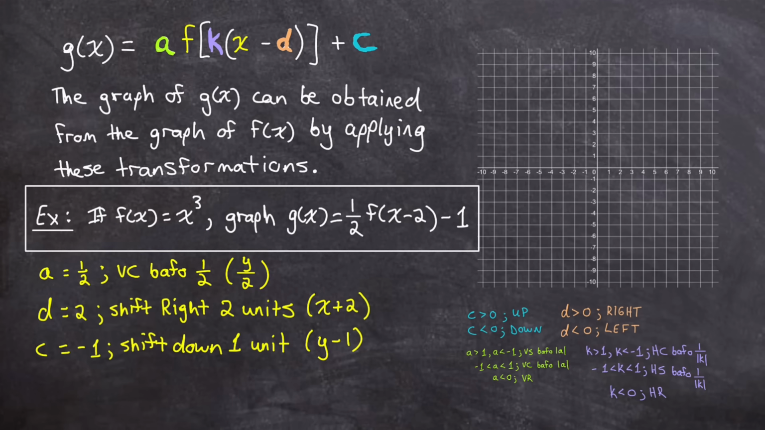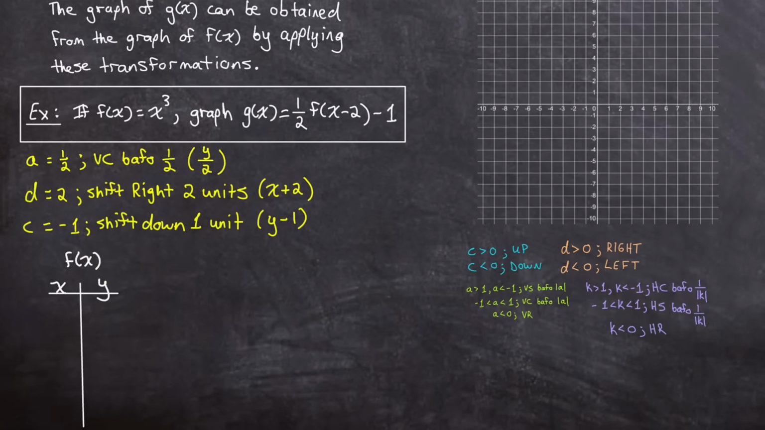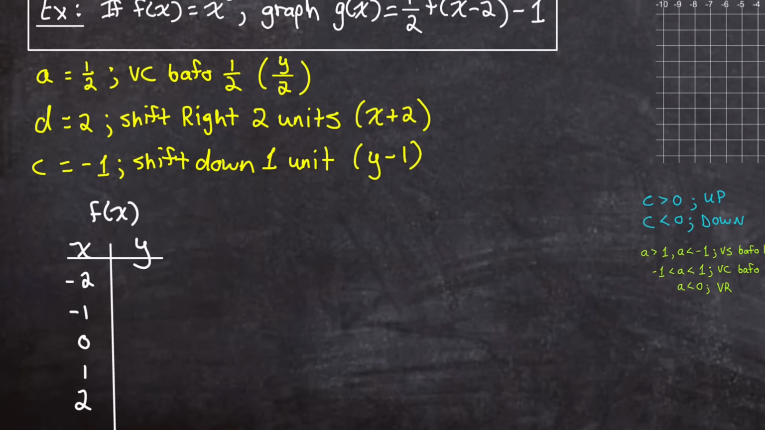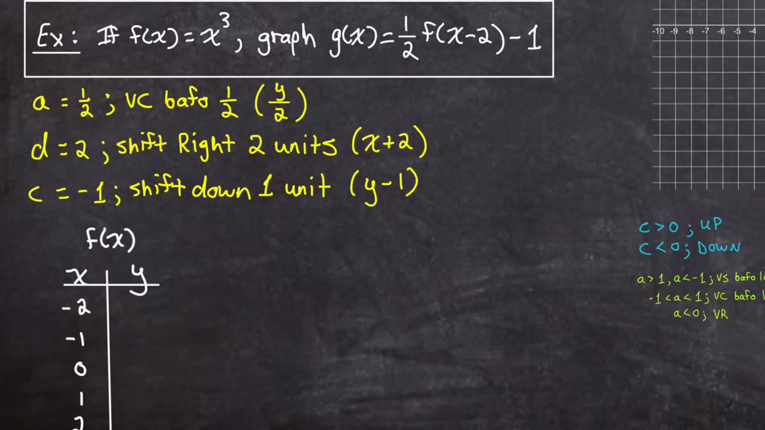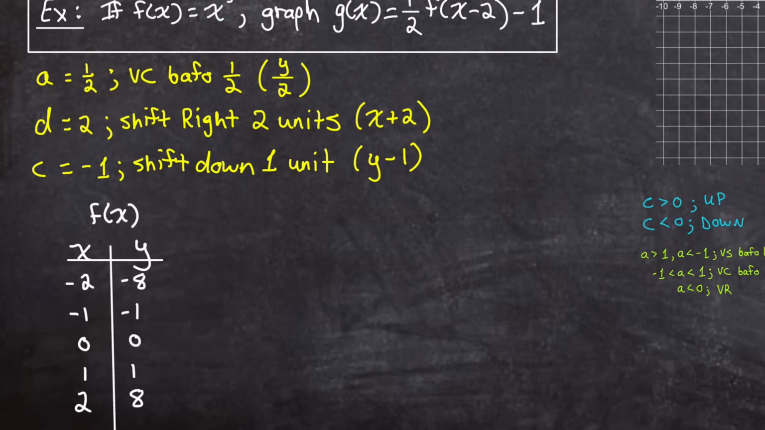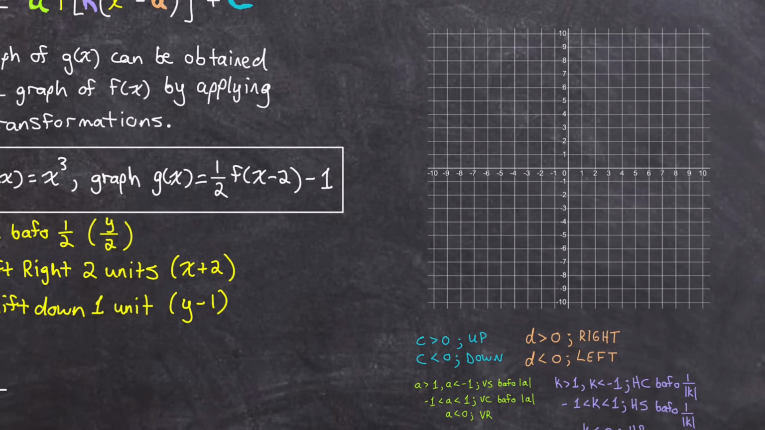So I'll make a table of values for x cubed. Let me pick some x values for my parent function x cubed. I'll pick the x values between -2 and 2, and I can calculate the y values just by cubing them, right? F of x is equal to x cubed, so I just have to cube all of my x values. And let me plot that function on the graph that we have over here on the right.